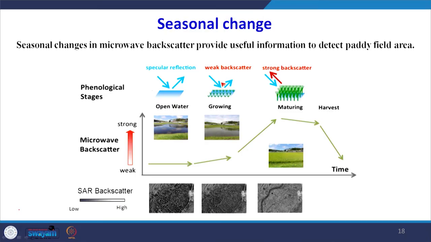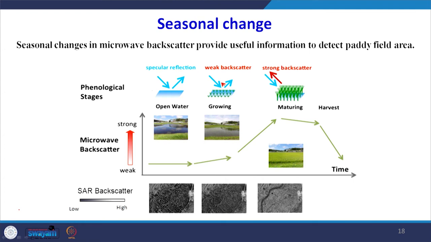So we are using the capabilities of these bands for various applications, whether it is related to the vegetation canopy, sea glacier dynamics, or the meteorological application, rainfall measurement. So there are a large number of applications for which these images have been used. I am showing you one example here where the seasonal change is taking place on the ground, maybe the phenological changes in the crop, etc.